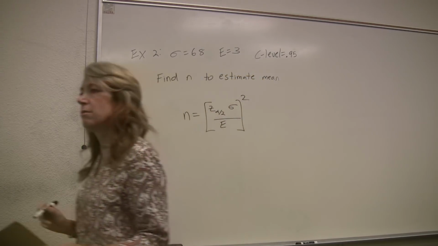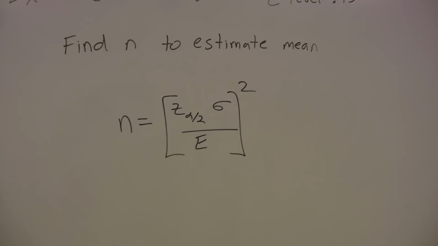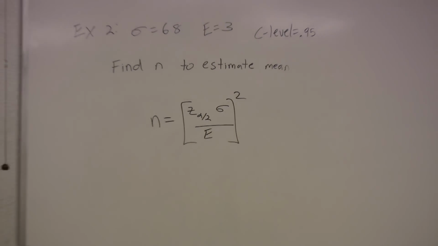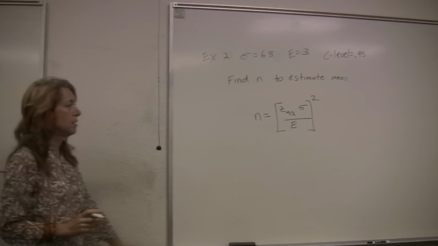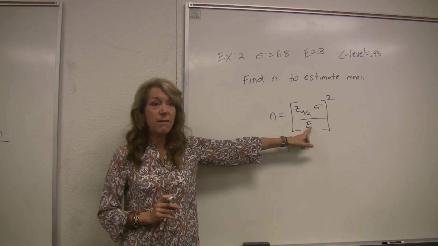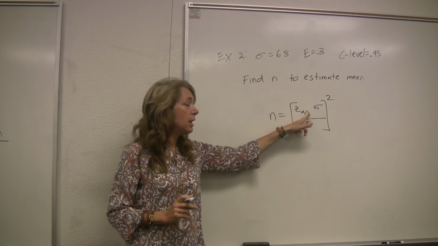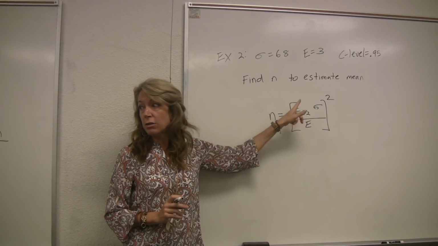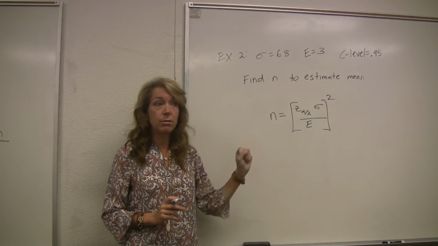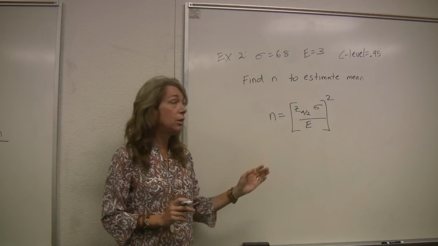There's our formula. It's typed better on your notes than mine is. Let's break it down so it looks scarier than it is. Let's start at the bottom. Do we have E? Yeah, we have E. Do we have sigma? The only other thing in here is the Z alpha over 2, which is the critical value. No, 1 minus 0.95. So we can draw the picture and look it up.